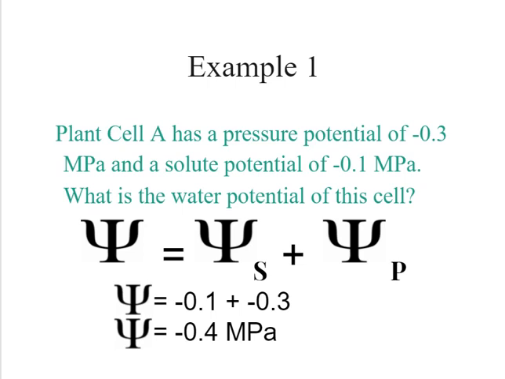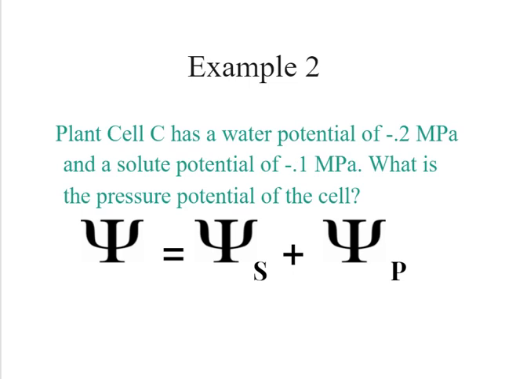Let's look at another one. Here I've got a cell. I'm told the water potential is negative 0.2 and the solute is negative 0.1. So here I'm finding the pressure potential. So this time I'm solving for the P value. I was given this one and this one. So if we plug those into our equation, we would say negative 0.2 is equal to negative 0.1 plus pressure.